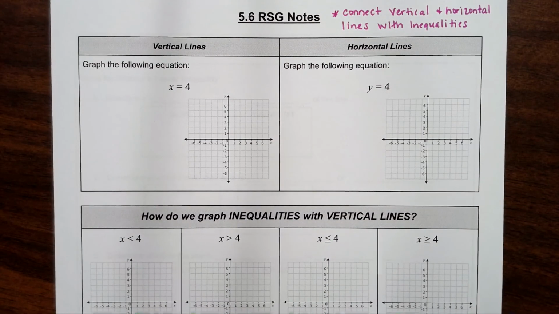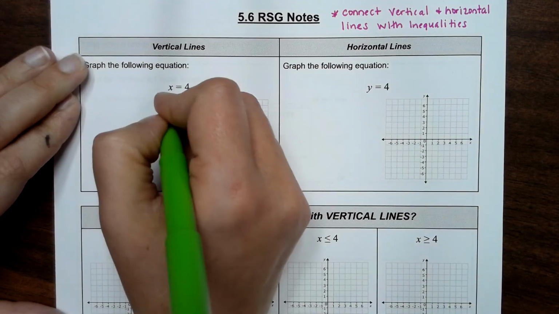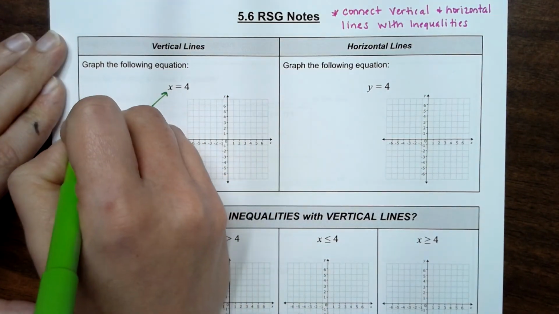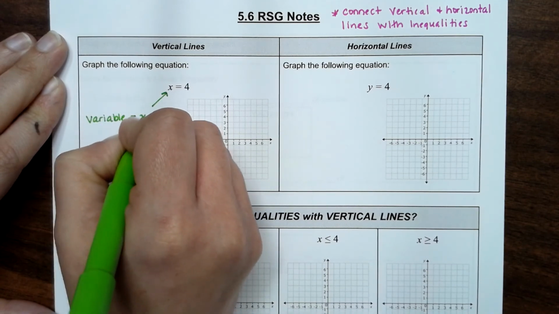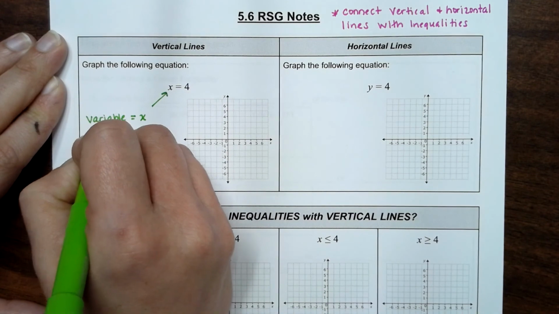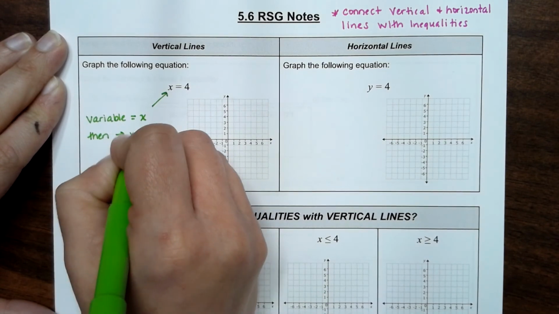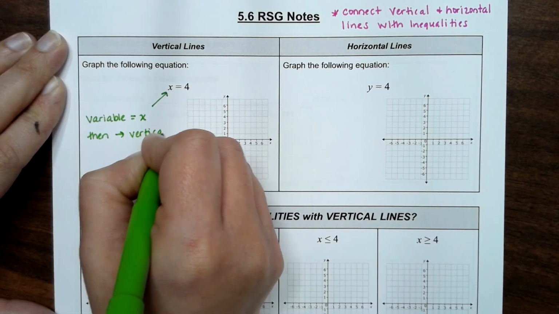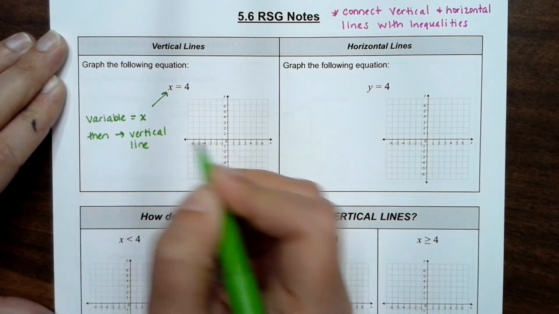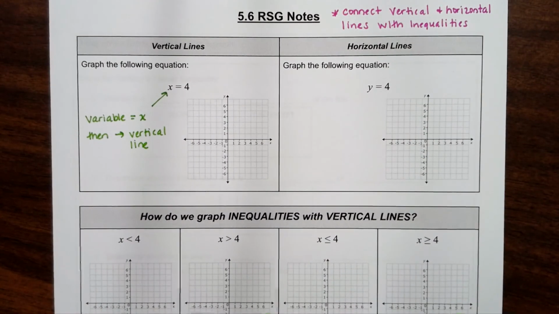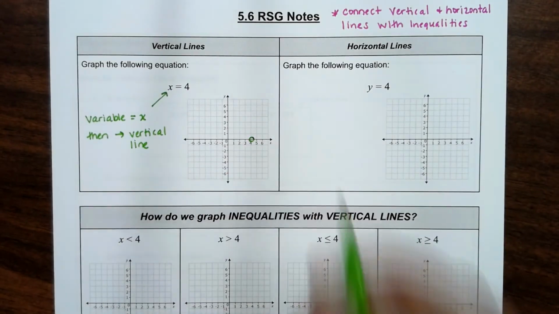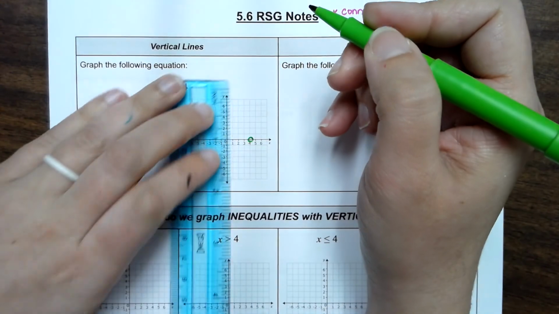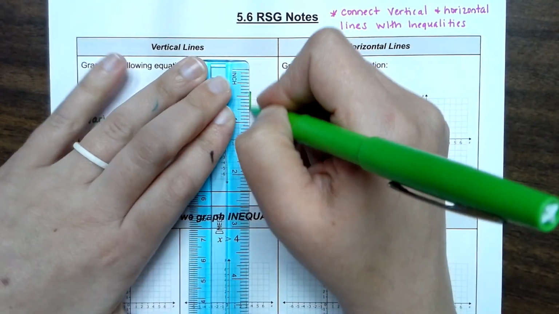So let's review graphing a vertical line. When I look at this first equation, I know that this should be a vertical line because my variable is x. Now, this is going to be a vertical line where the x value is 4. So on the x-axis, I'm going to find the number 4, and I'm going to draw a vertical line in that spot on the graph.